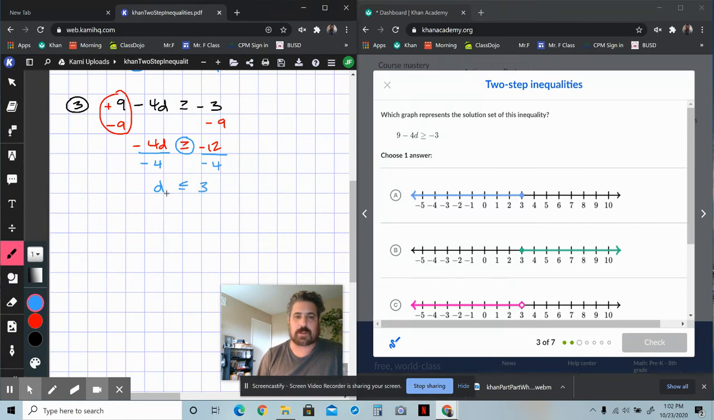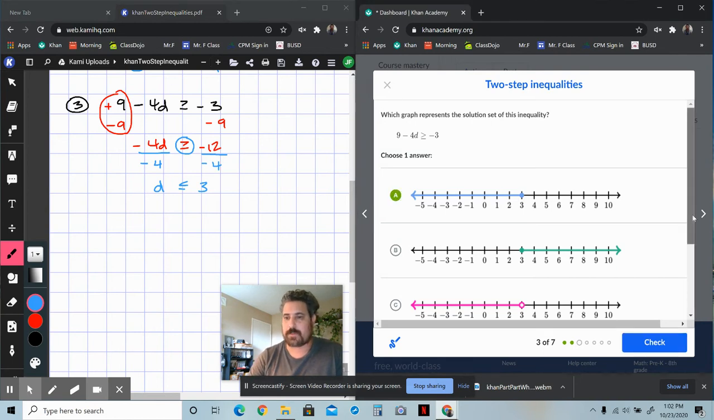Positive 3. So what we really get here as a solution is that d is all things that are less than or equal to 3. So you want a solid filled in dot because of the equal to, because 3 is part of the solution. And then you want to go to the less than side. So this is wrong. Oh, this is right. So it's a filled in dot going to the less than side. Yeah, that's the good one. Everything else is wrong. All right, awesome.